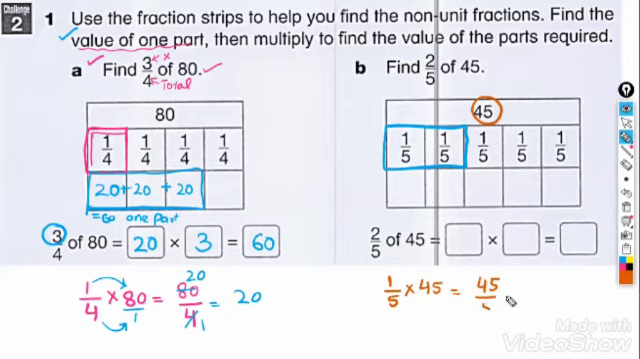So it will become 45 upon 5. And when you just do it, 5 1 times is 5 and 5 9 times is 45. So it is 9. The one part is equal to 9.